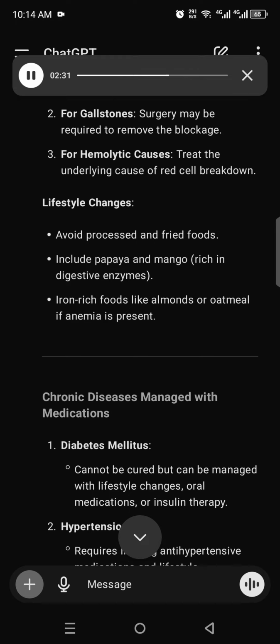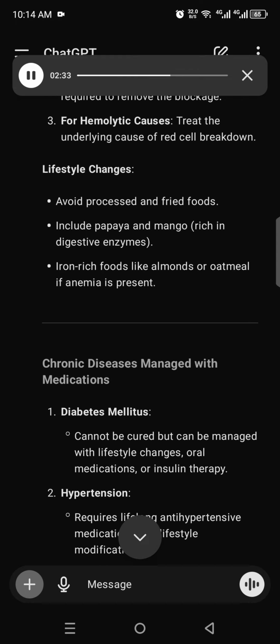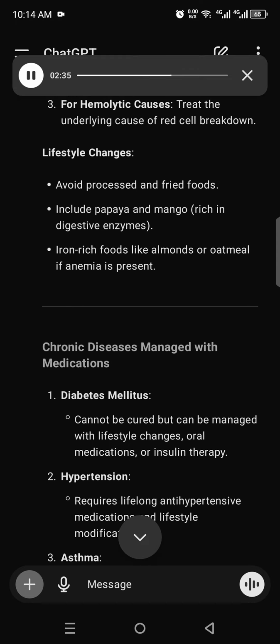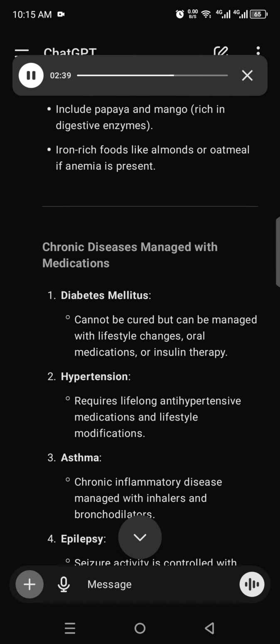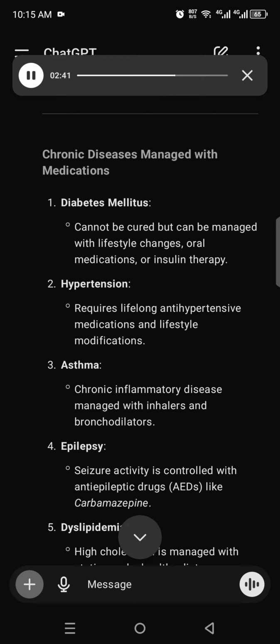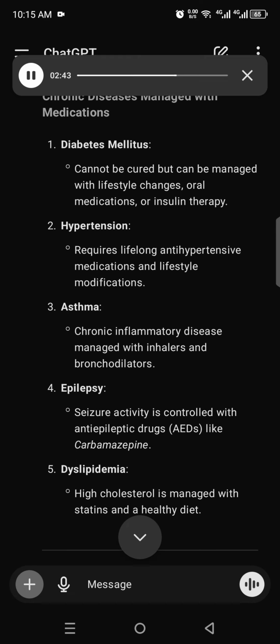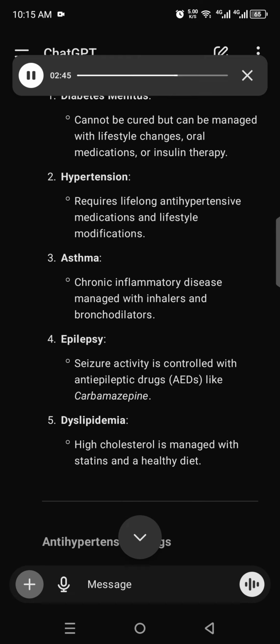Chronic diseases managed with medications. 1. Diabetes mellitus. Cannot be cured, but can be managed with lifestyle changes, oral medications, or insulin therapy. 2. Hypertension. Requires lifelong antihypertensive medications and lifestyle modifications.